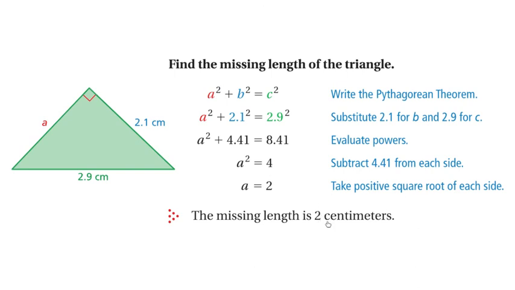Again, always double check. The hypotenuse is always going to be the biggest side. Okay? Is 2.9 bigger than 2.1 and our newly found 2? Absolutely, so I know I did it correctly.